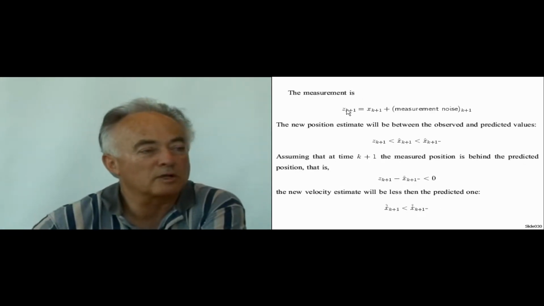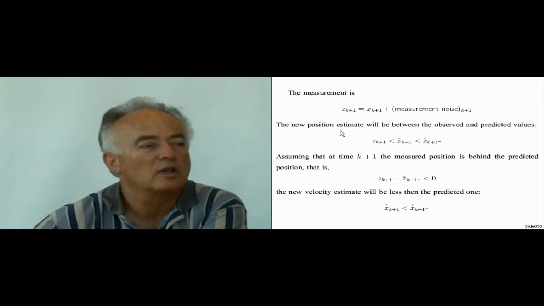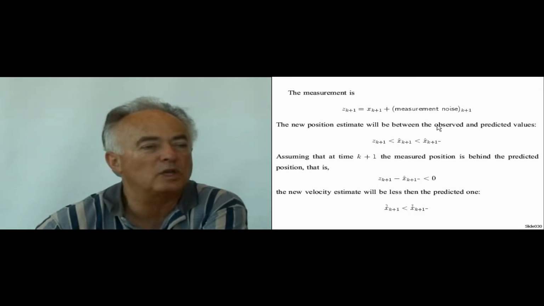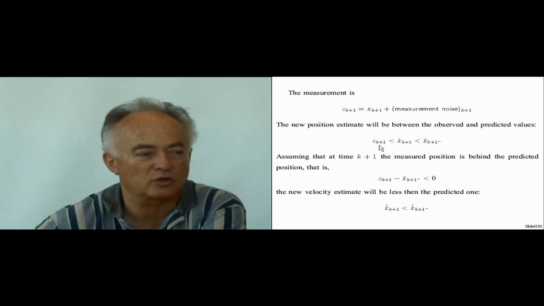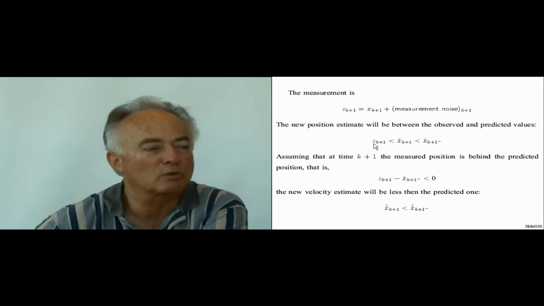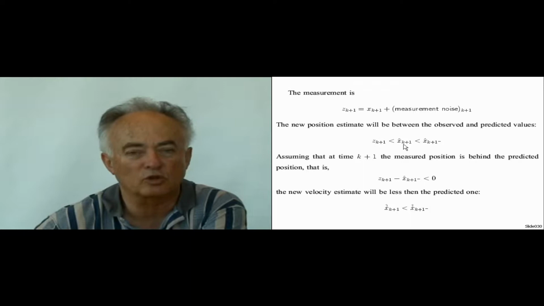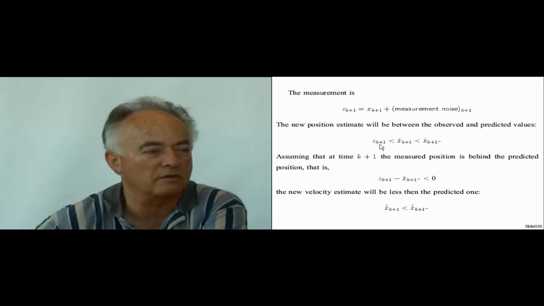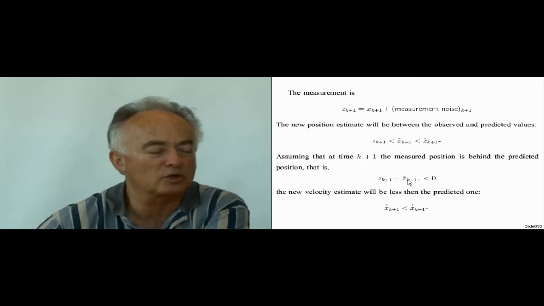And here is the measurement. z k plus 1 is x k plus 1 plus the measurement noise at k plus 1. And the new position estimate will be, as indicated before from the figure, between the observed and the predicted values. So the x hat k plus 1 minus will be lowered to an x hat k plus 1, which is somewhat larger than z k plus 1. So this is the compromise, that weighted linear combination between the predicted value and the observed value. And that's because the measurement minus the predicted value, this quantity, is negative.